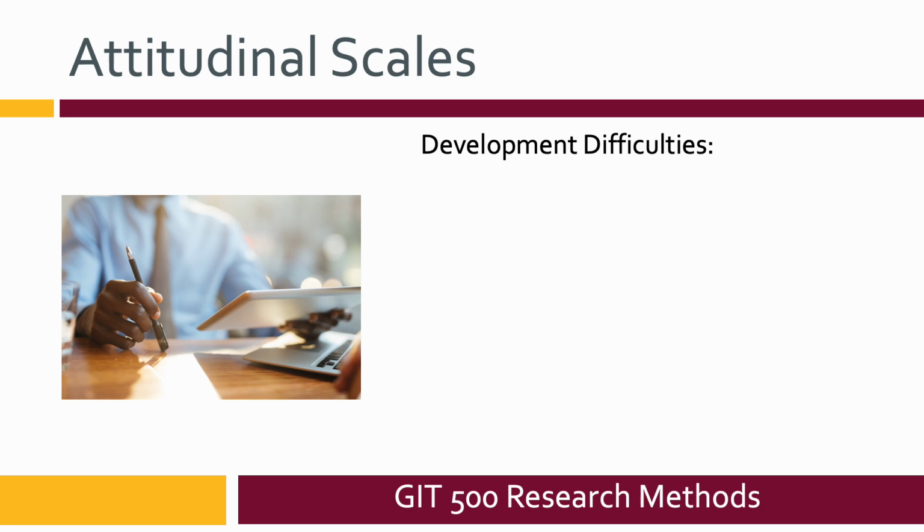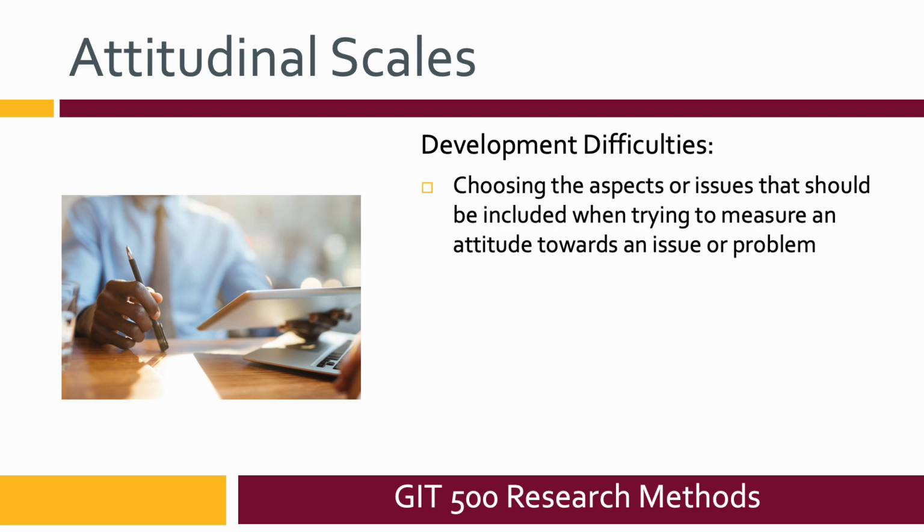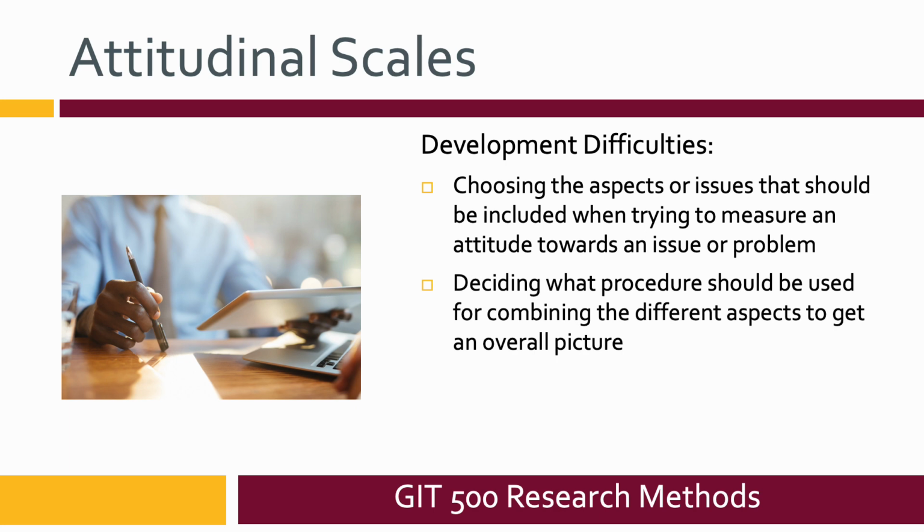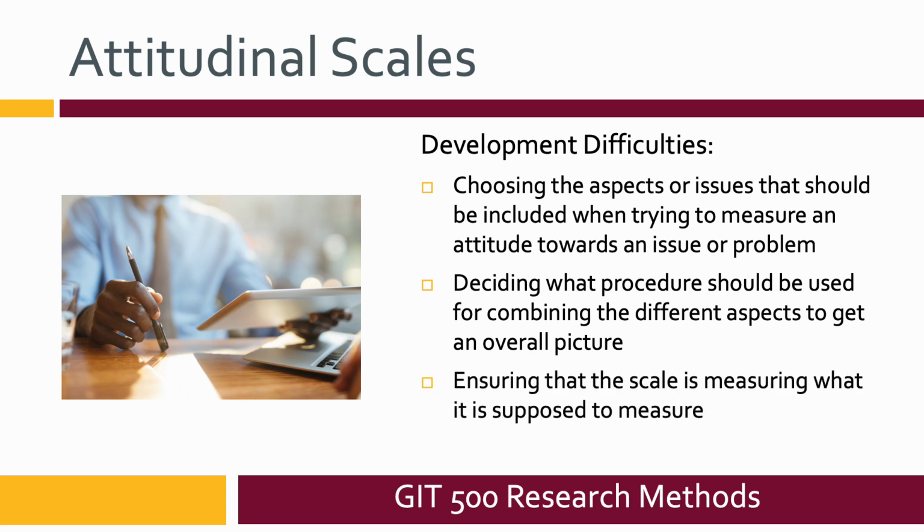It's sometimes difficult to develop attitudinal scales for survey items. You have to know what aspects or issues should be included when trying to measure an attitude towards an issue or problem. You have to decide the procedure that you'll use for combining different aspects to get an overall picture. And then this is the big one, you need to ensure that the scale is measuring what it's supposed to measure.